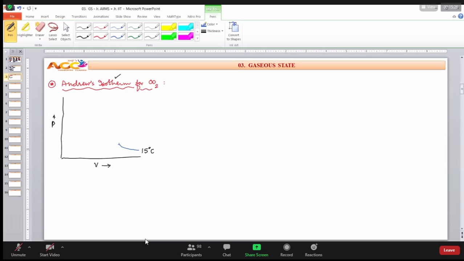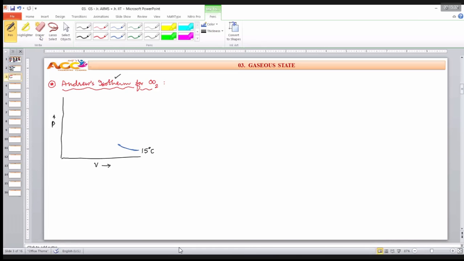The graph was something like this. Now, if the graph is like this, he was very happy. Why? Because he is thinking that he is going to get a part of rectangular hyperbola, right? This part he is selecting. Okay, I am getting something like rectangular hyperbola. Therefore, he was very happy and slowly he is increasing the pressure.